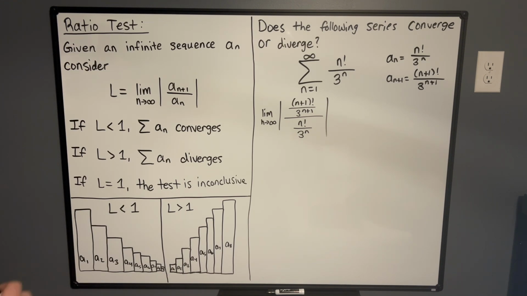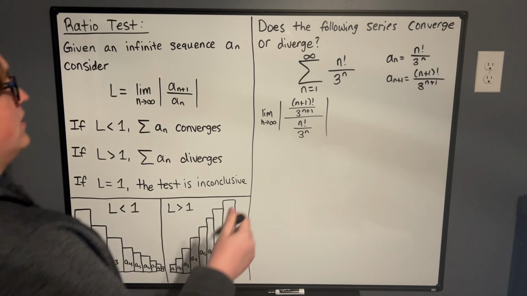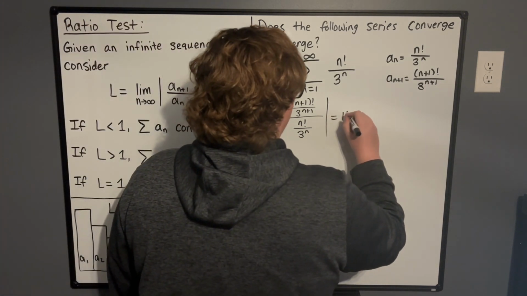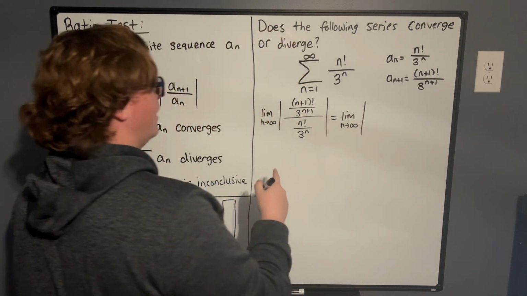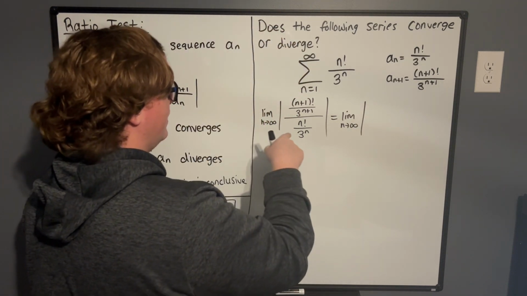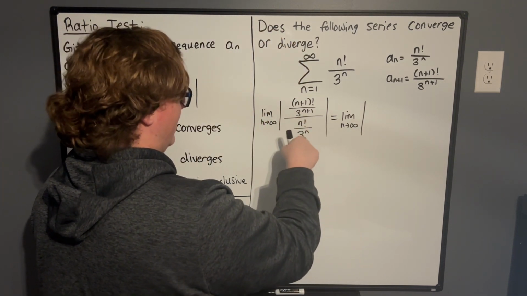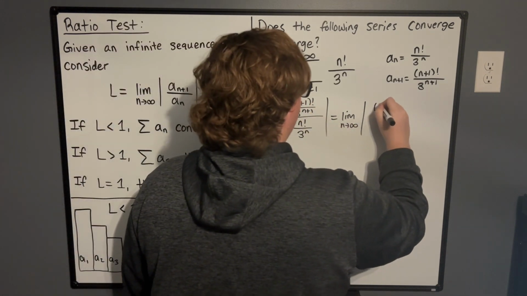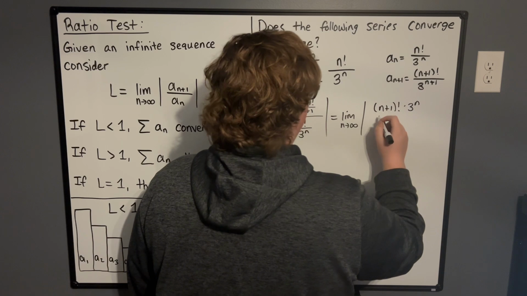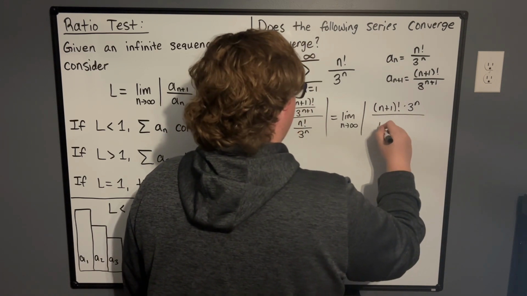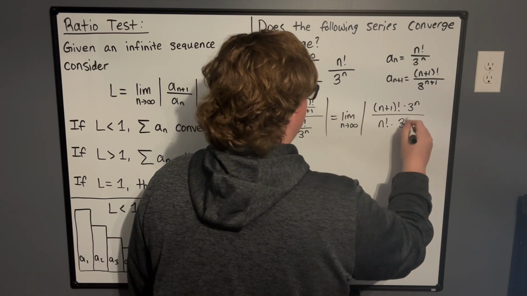So again, we have this nested fraction, right? So what we're going to want to do is flip and multiply. So this is going to be the limit as n goes to infinity, the absolute value. So when I do this, I'm going to end up getting an n factorial in the denominator and a 3 to the n in the top. So I have n plus 1 factorial times 3 to the n all over n factorial times 3 to the n plus 1.